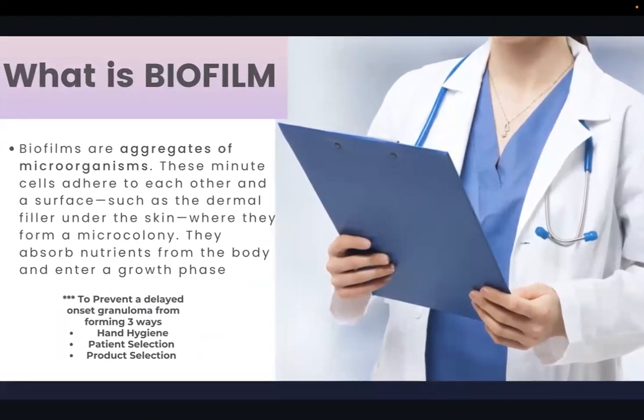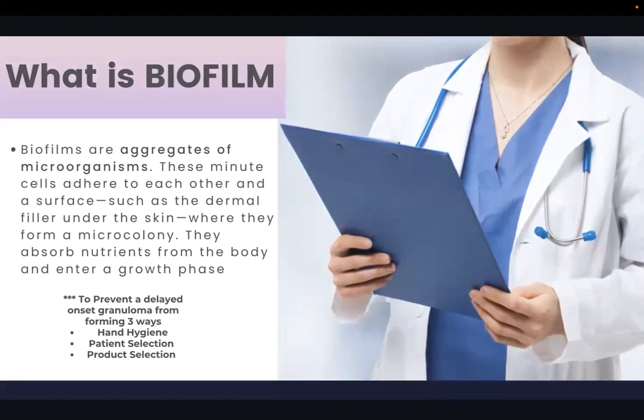So in training, we talk about biofilm. Biofilm essentially occurs because a bacteria was injected while you were injecting the filler. And what will happen is a film will form around that bacteria. And then as that filler starts to break down, the patient will form a tumor-like substance to protect the body from the bacteria. The three best ways to prevent a delayed onset granuloma are going to be hand hygiene, patient selection, and product selection.